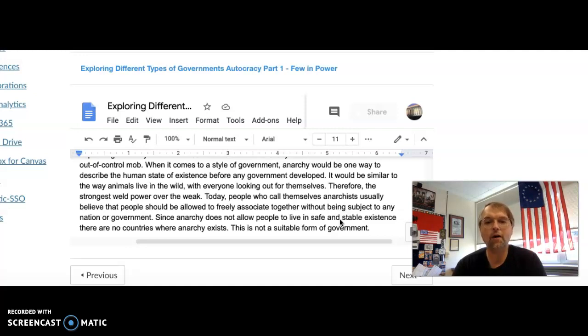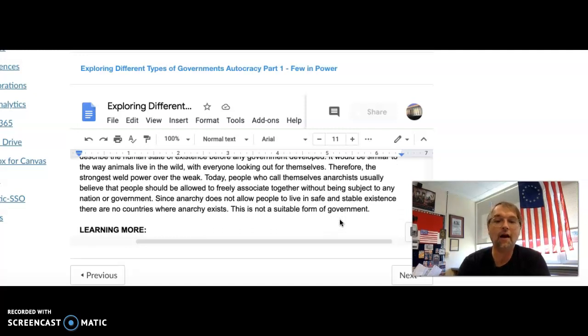Today, people who call themselves anarchists usually believe that people should be allowed to freely associate together without being subject to any nation or government. Since anarchy does not allow people to live in a safe and stable existence, there are no countries in which anarchy exists. This is not a stable form of government.